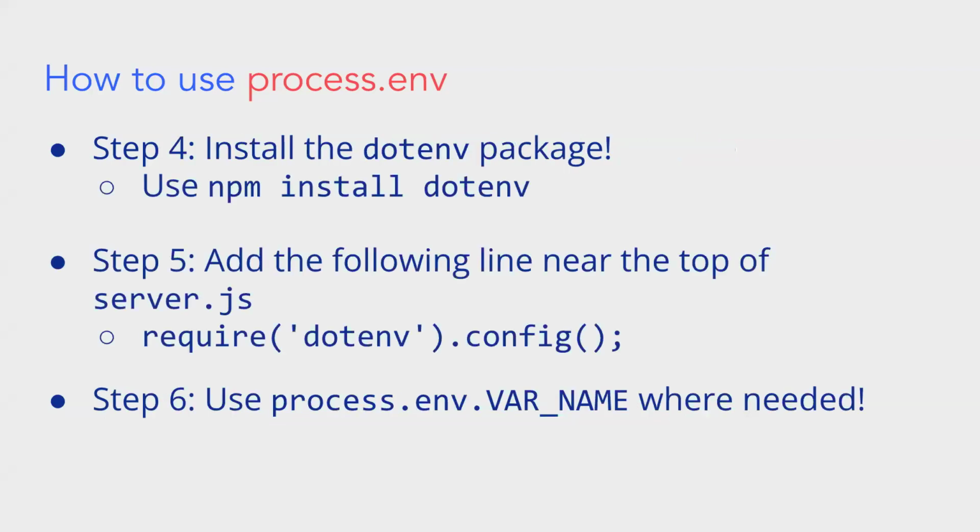Once you've done this, you need to install the dotenv package. To do this, run npm install dotenv. And you need to add the following line at the top of your server.js file: require('dotenv').config(). This will just let us use process.env in your code base. The final step is to use process.env.your_variable_name wherever you need. Any variable in your .env file, you can simply access by writing process.env followed by your variable name.